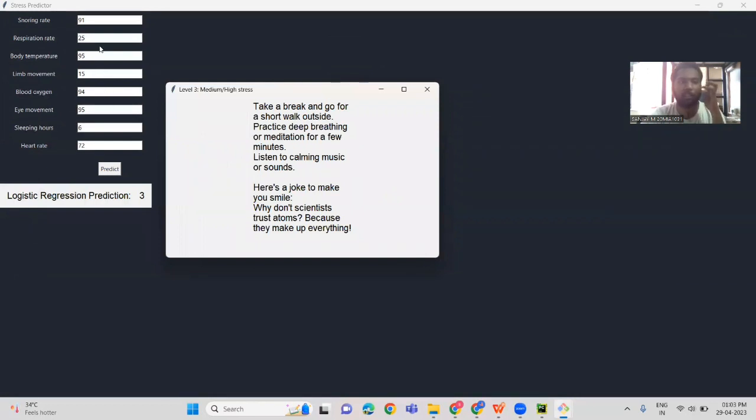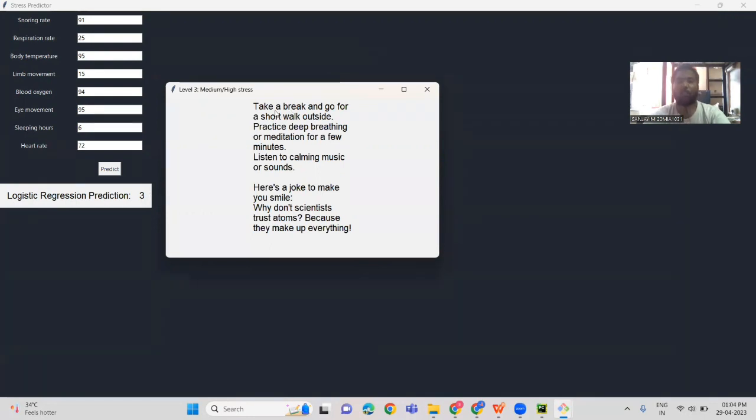The person has a 91% snoring rate, 25% respiration rate, 95% body temperature, 15 lip movement, 94 blood oxygen level, 95 eye movement, sleeping rate of 6 hours, and heart rate 72. That person got stress detected at the third level of stress, which is medium or high stress.